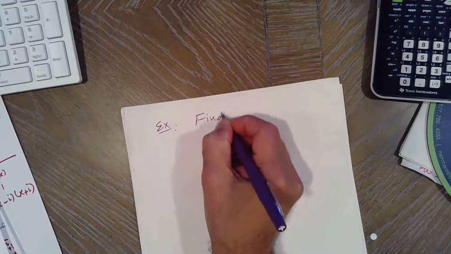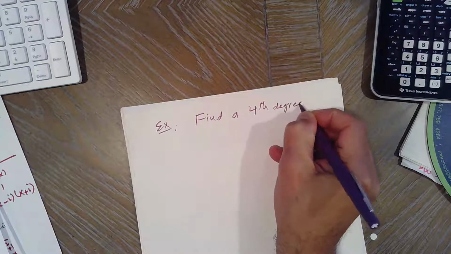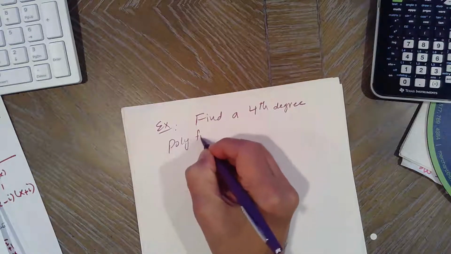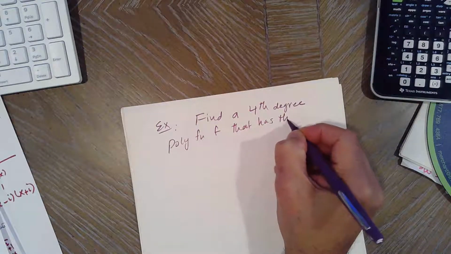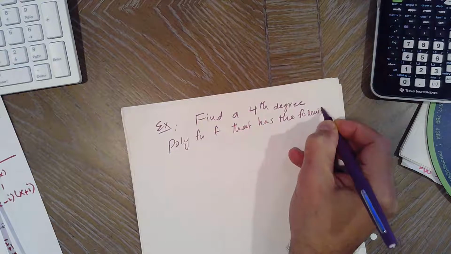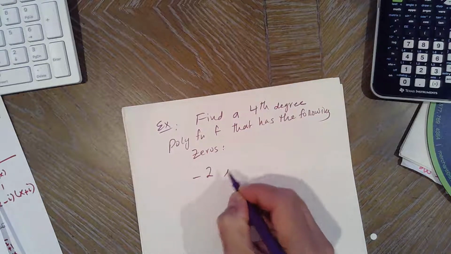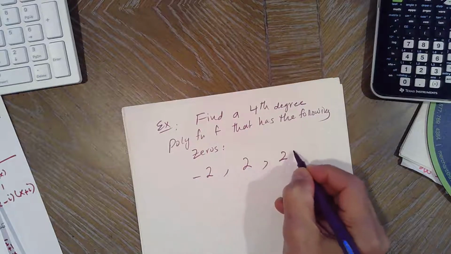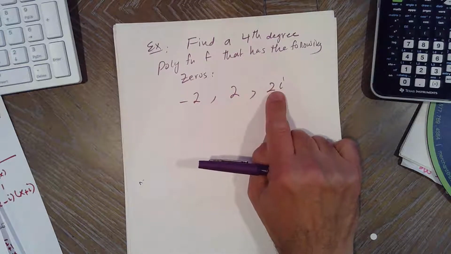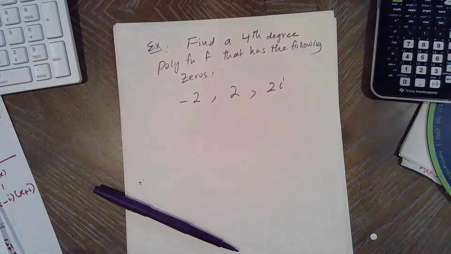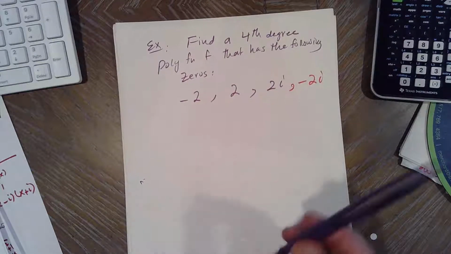Find a fourth degree polynomial function f that has the following zeros. There's always a test question like this, right? Negative 2, 2, and 2i, so 2 real and 1 imaginary. And we know for every imaginary zero, its conjugate is also a zero. So the conjugate of 2i is going to be negative 2i. So we have to add that.